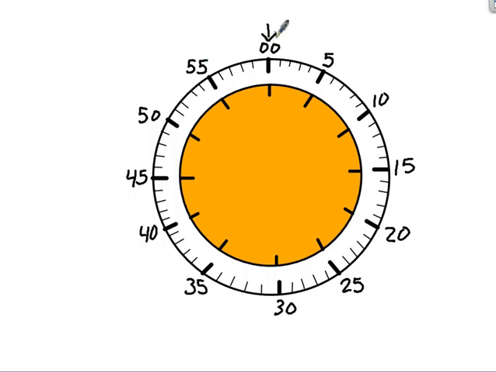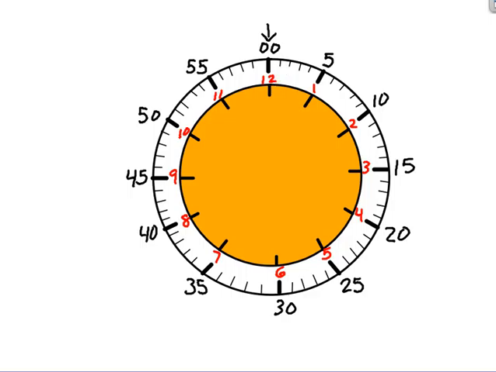Now, those numbers aren't on this number line. We know that when we look at a clock we have a second number line. And that number line is on the inside of our clock. 1, 2, 3, 4, 5, 6, 7, 8, 9, 10, 11, and 12.